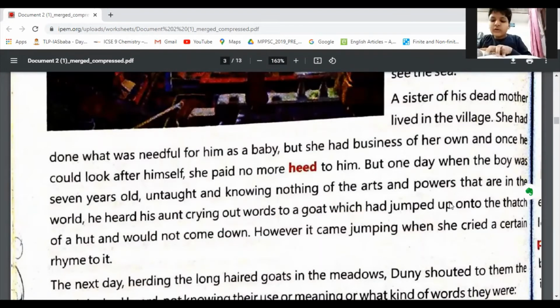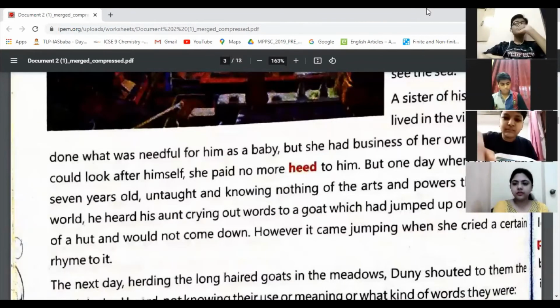A sister of his dead mother lived in the village. She had done what was needful for him as a baby, but she had business of her own, and once he could look after himself, she paid no more heed to him. But one day, when the boy was 7 years old, untaught and knowing nothing of the arts and powers that are in the world, he heard his aunt crying outwards to a goat which had jumped up into the thatch of a hut and would not come down. However, it came jumping when she cried a certain rhyme to it. All right, you can mute yourself.